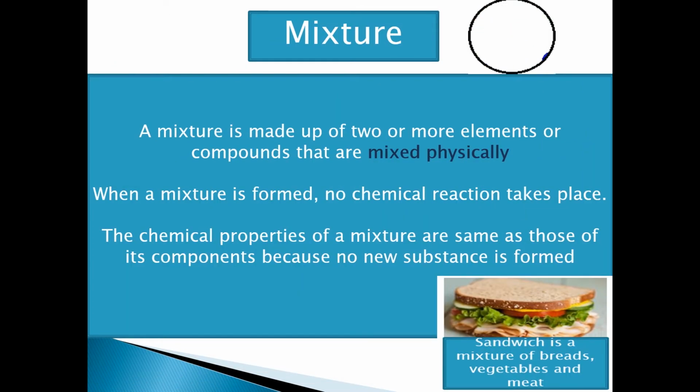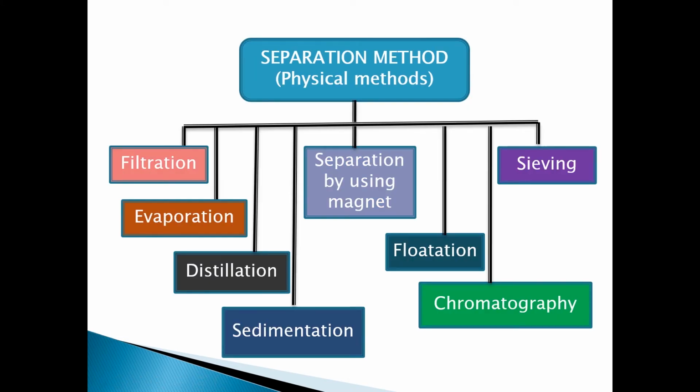You have also learned about mixture. A mixture is made up of two or more elements or compounds that are mixed physically. When a mixture is formed, no chemical reaction takes place. The chemical properties of a mixture are the same as those of its components because no new substance is formed. For example, a sandwich is a mixture of bread, vegetable, and meat. Mixtures can be separated physically, but compounds cannot be separated physically.